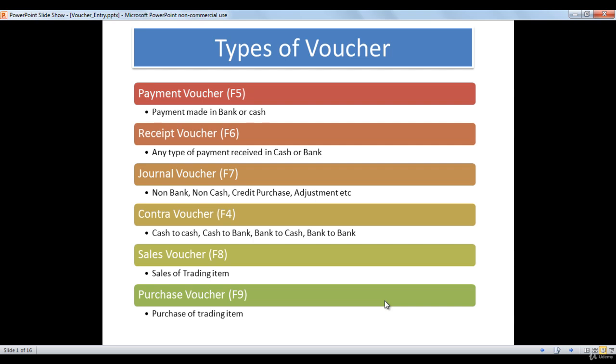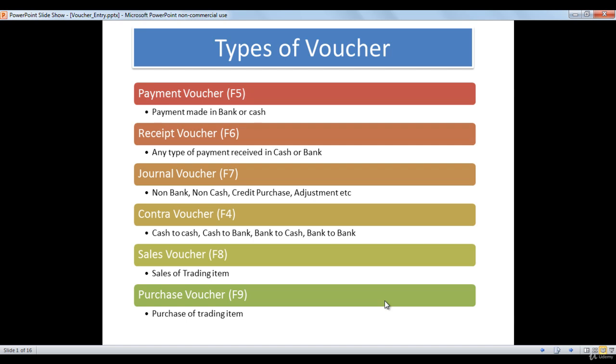What do I mean? Let's say mine is a training institute and I have purchased a computer. That's my fixed asset, and because that computer is old, I'm going to sell it. Now I'm selling my fixed asset, I'm not selling my trading item, so that will not be considered under sales voucher. Now let's say a shirt manufacturing company is selling shirts. Because it's their trading item, that will be considered under sales voucher.